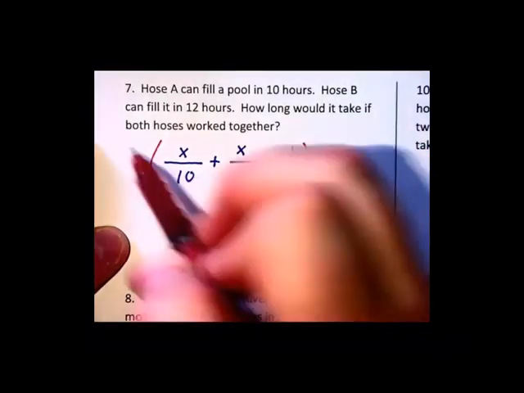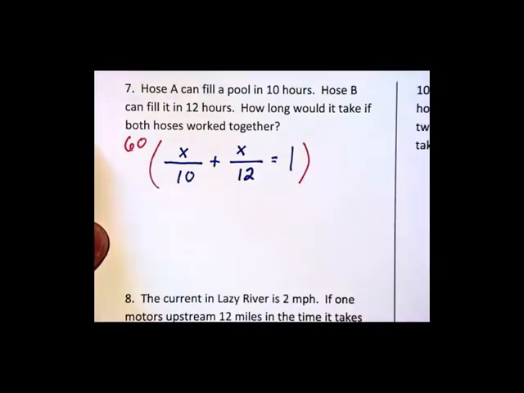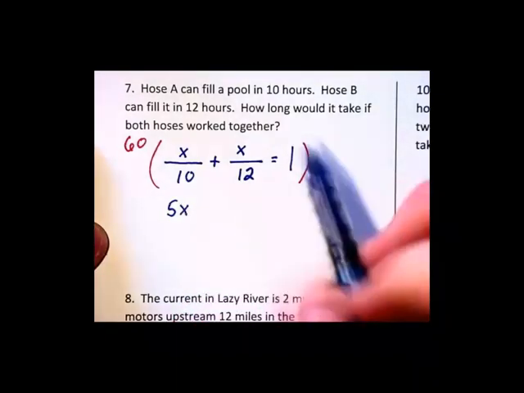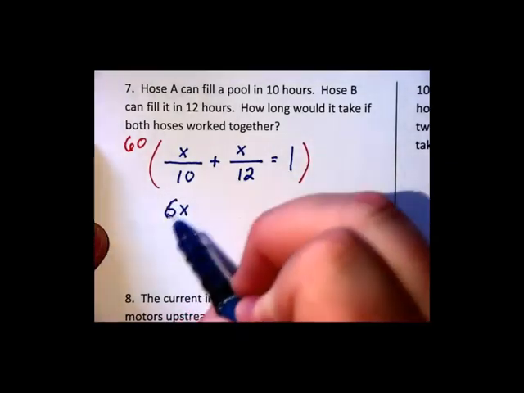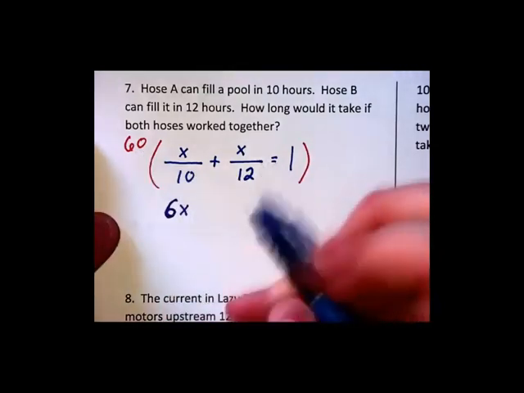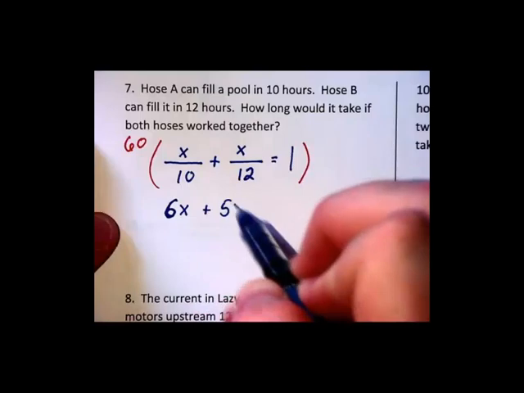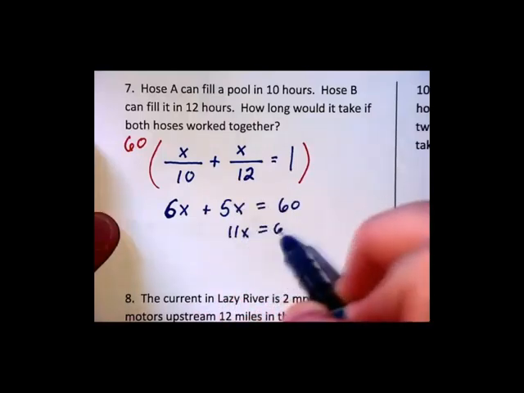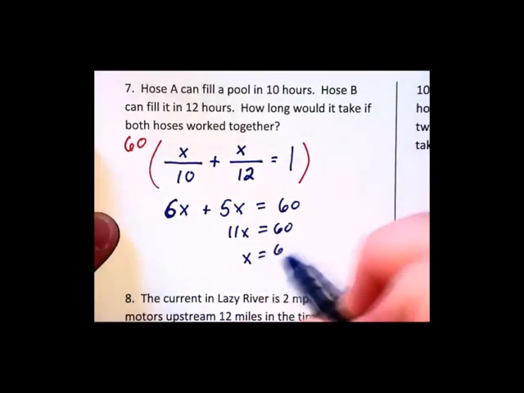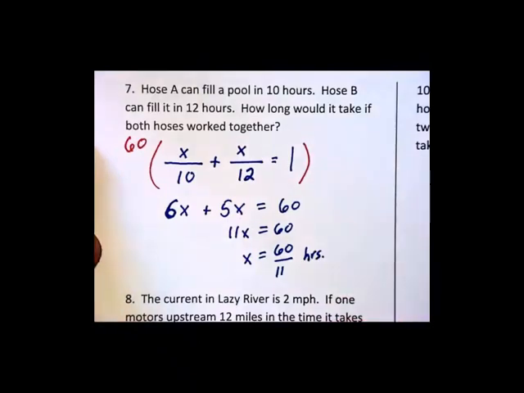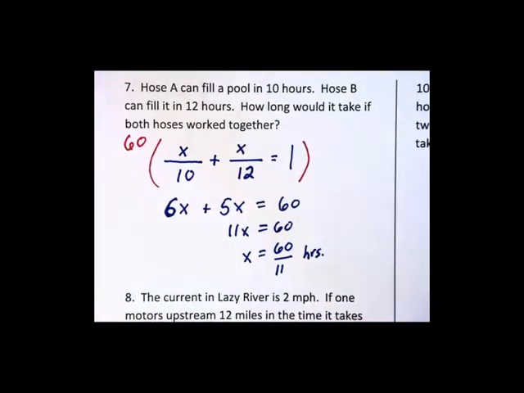Multiplying through by 60, which is the least common multiple of those denominators, we find that 60 cancels with a 10, leaving 6 times x. Sorry, I was thinking of the next one. 5 times 12 is 60, so we're going to have plus 5x here equals 60. 11x equals 60, so x equals 60 elevenths hours. I know that's a strange answer, but that's typically what happens for these types of problems.